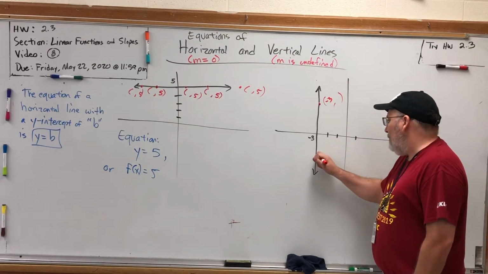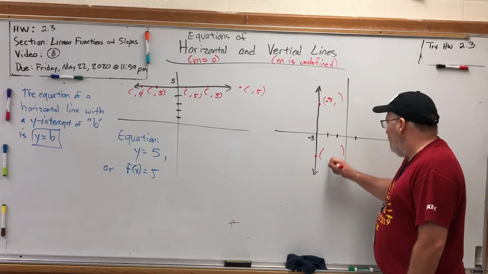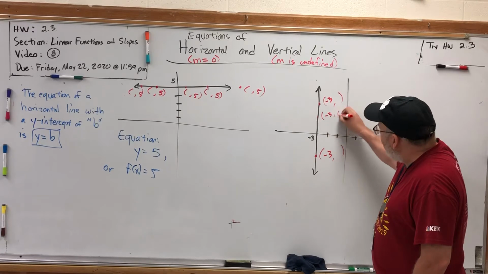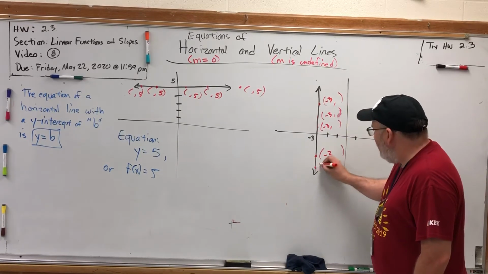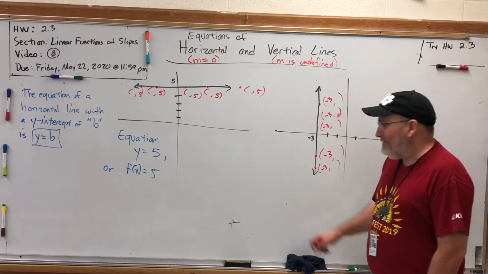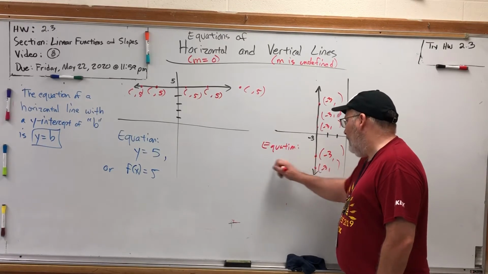And what can you tell me about this point's ordered pair? Again, I don't know its y, but it's x equals negative 3. And it doesn't matter which point I pick, x equals negative 3, every time. So what do all these points have in common? X equals negative 3. And that would be the equation of this vertical line.